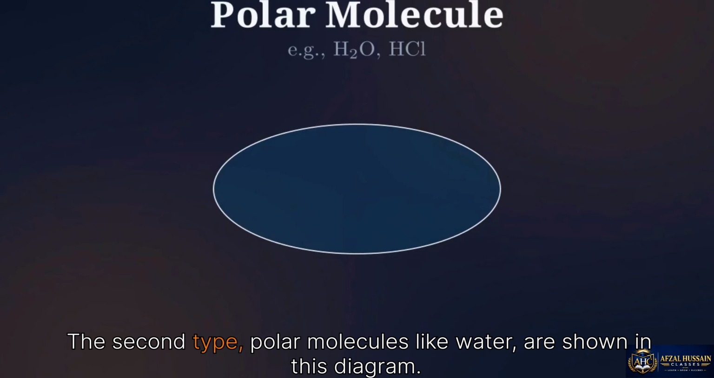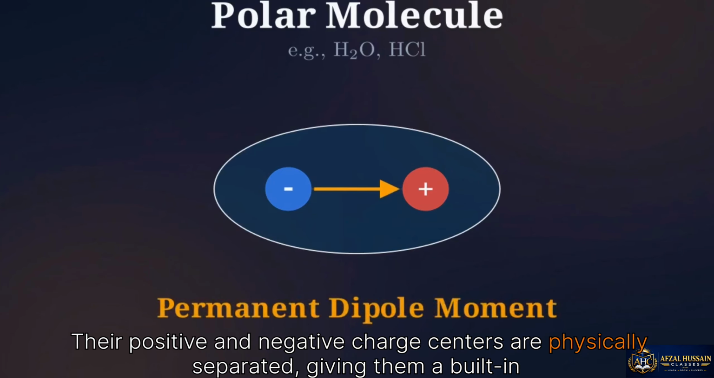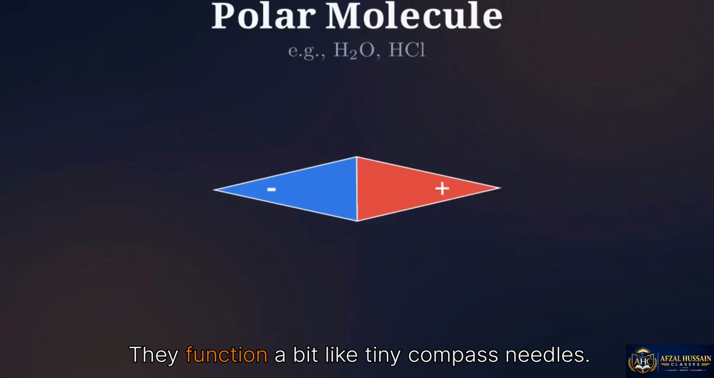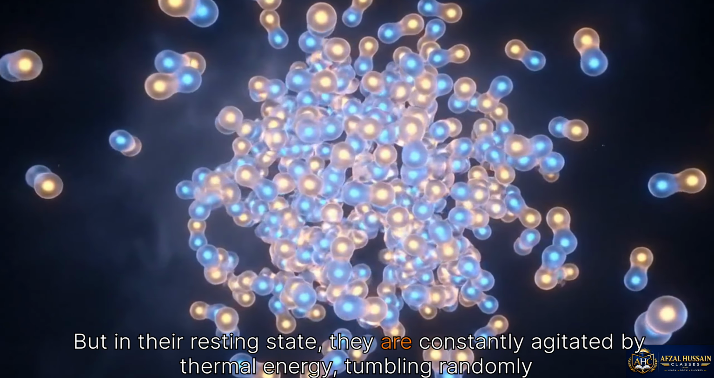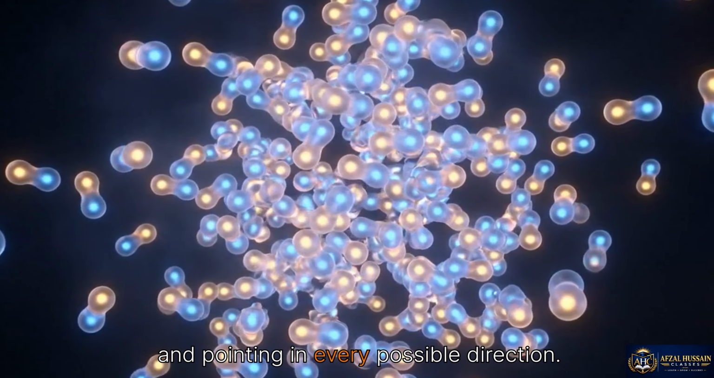The second type, polar molecules, like water, are shown in this diagram. Their positive and negative charge centers are physically separated, giving them a built-in, permanent dipole moment. They function a bit like tiny compass needles. You might expect those permanent dipoles to exert an electric influence, but in their resting state, they are constantly agitated by thermal energy, tumbling randomly and pointing in every possible direction.